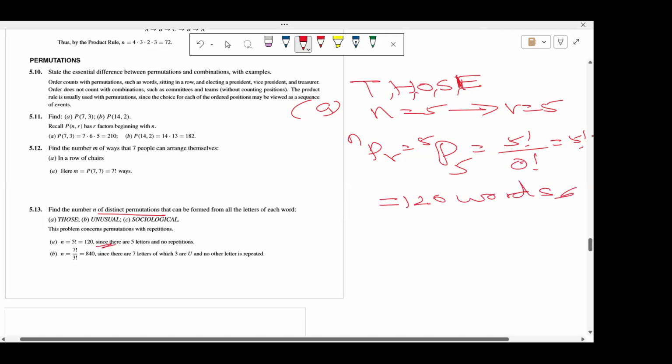It's easy to understand, right? The second question is about utilizing the letters of this word. The word is 'unusual'.